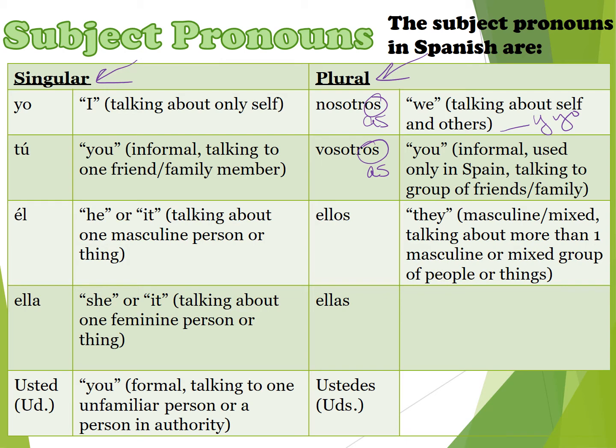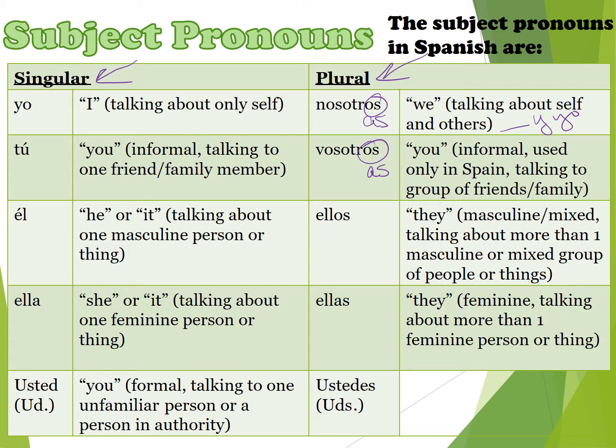Now, this is traditional Spanish, and we're going to talk about some more contemporary ways to do this on the next slide. But the traditional way is using they as the plural. Ellos is the plural, more than one, all masculine or a mixed group. And just like with él, it could be talking about people or things.